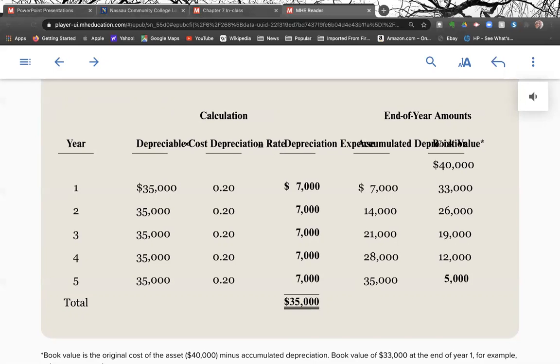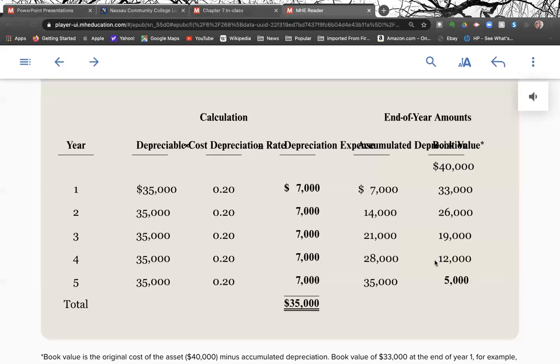What's the book value? And this is where people make mistakes. The book value is the original cost. The original cost was $40,000 minus accumulated depreciation. $40,000 minus $7,000, $33,000. $40,000 minus $14,000, $26,000. $40,000 minus $21,000, $19,000. $40,000 minus $28,000, $12,000. $40,000 minus $35,000 is $5,000.